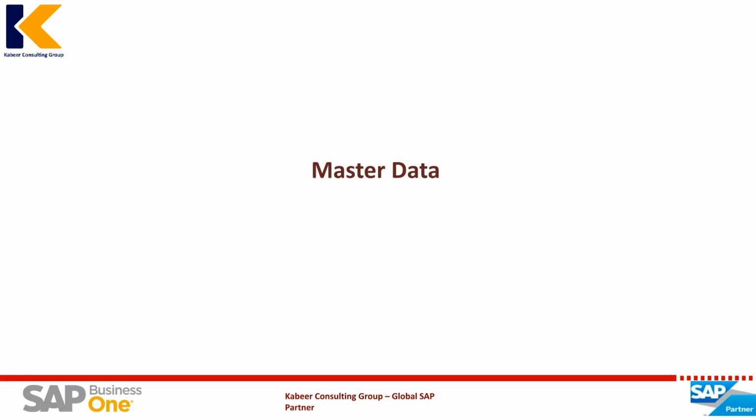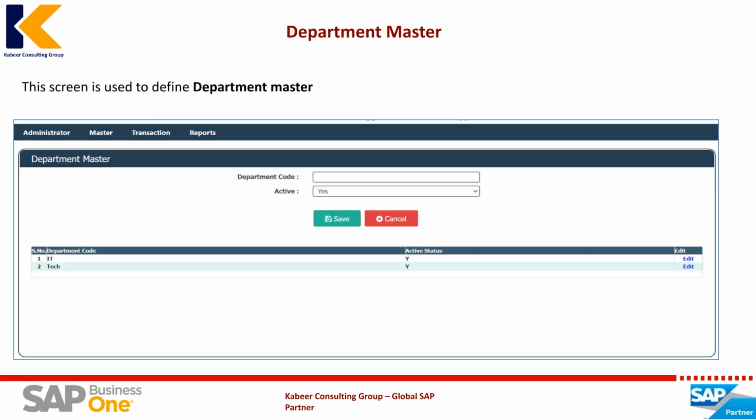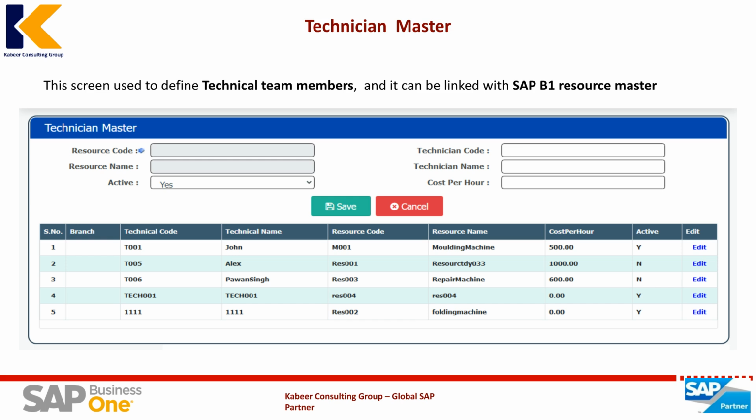This section introduces the Master Data module. Document series are created branch-wise for the maintenance application on this screen. The Department Master screen is used to define departments. The Technician Master screen defines the technical team members and can be linked with the SAP Business One Resource Master.